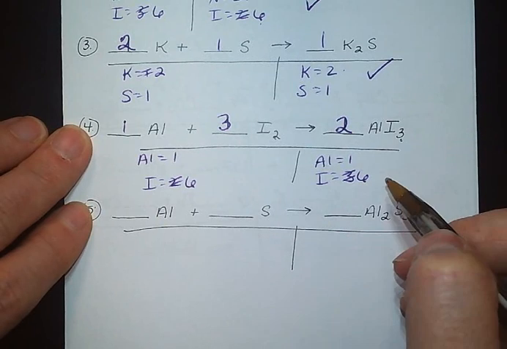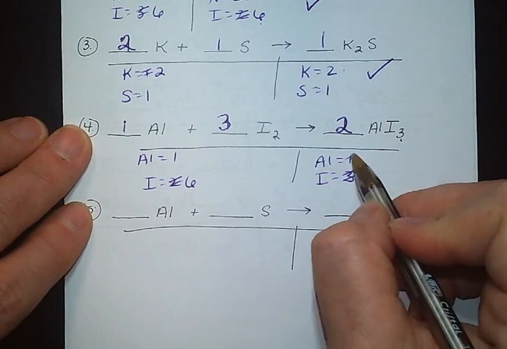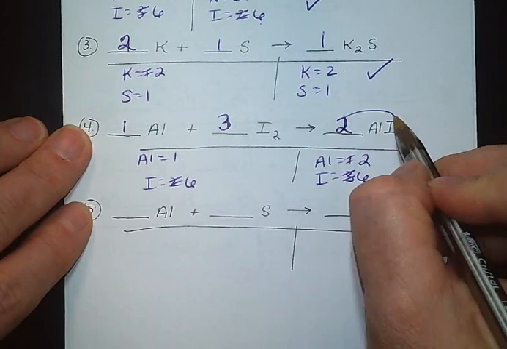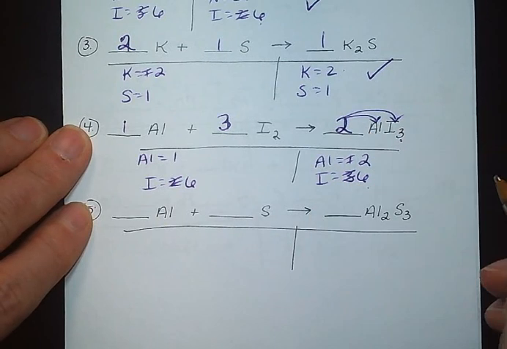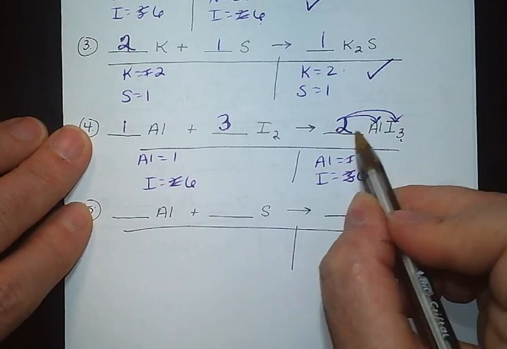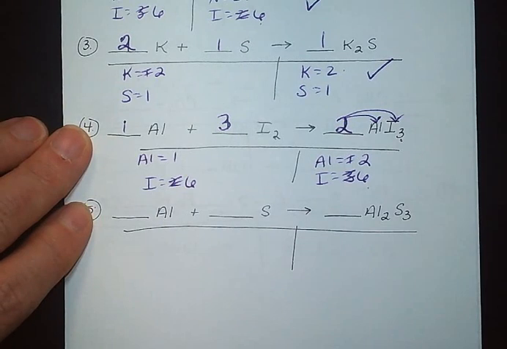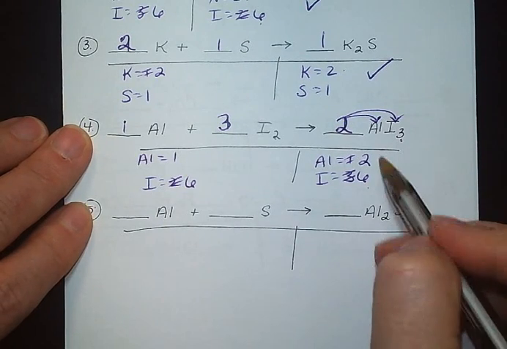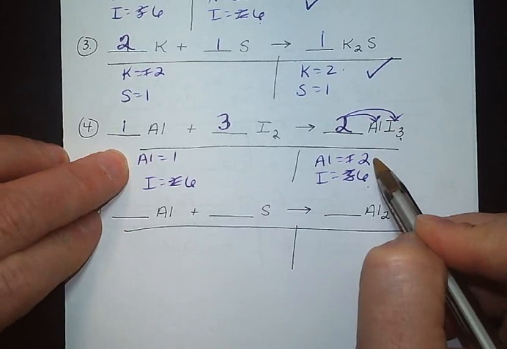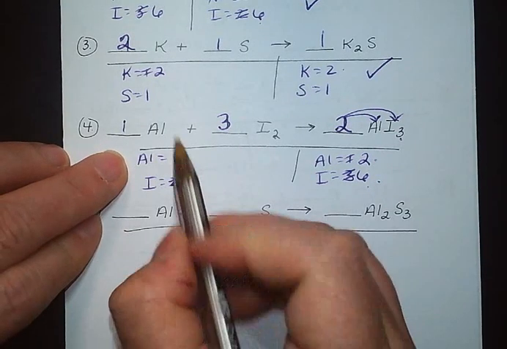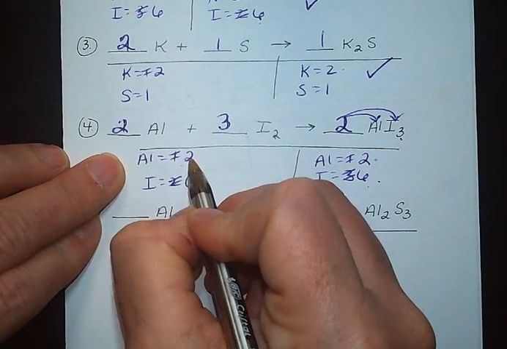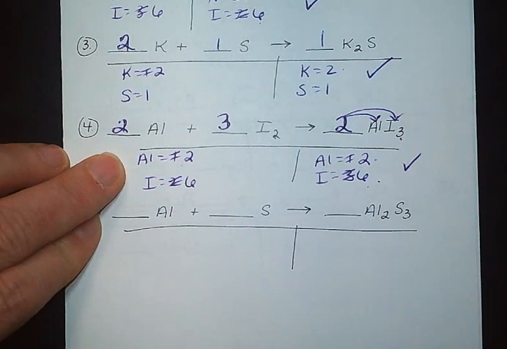But in doing that, I knocked my aluminums out of balance, because remember that 2 goes to both things. So you have to recount. Every time you add a coefficient, change a coefficient, you have to recount. So by knocking my aluminum out, I have to come back and put a 2 here to make sure that my aluminums balance, and they do.